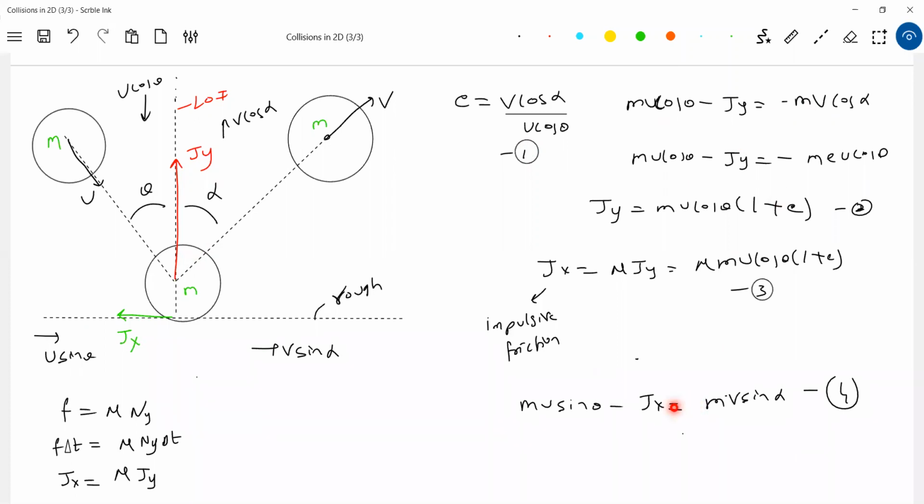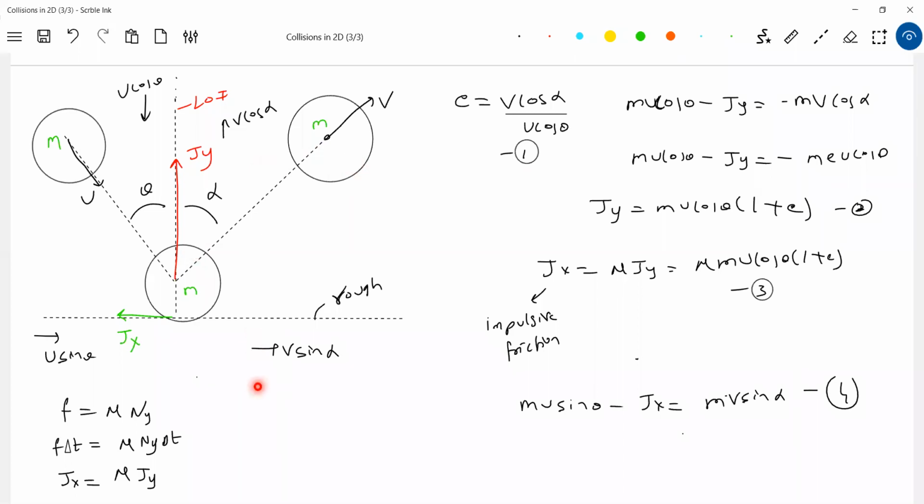Now why is this positive? Because mv sin alpha is in the direction of the initial momentum. Why is this Jx negative? Opposite to the initial momentum. Try to see the signs. So solving 1, 2, 3, 4, we'll get the unknown things. What are the unknown things? V and alpha.